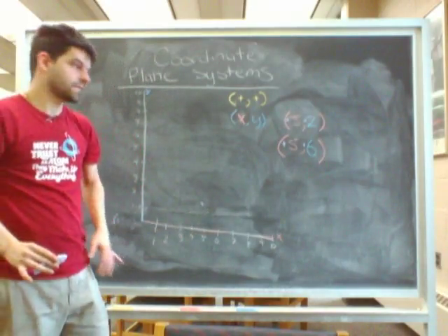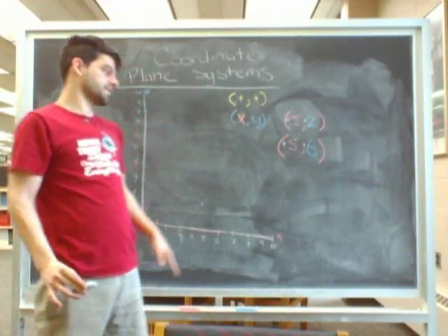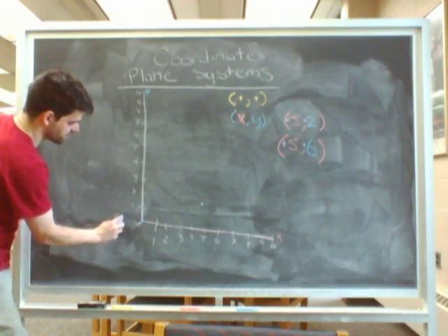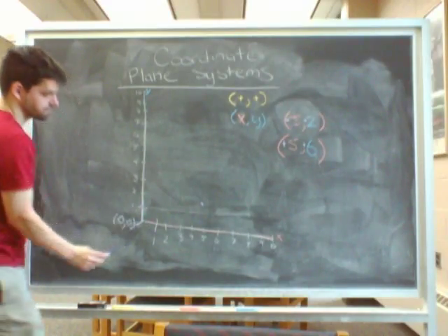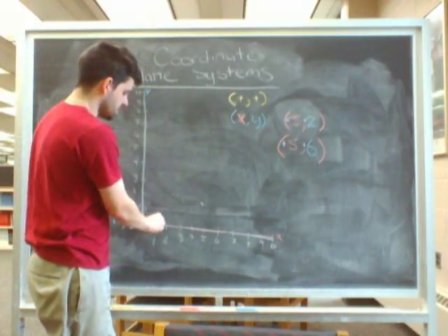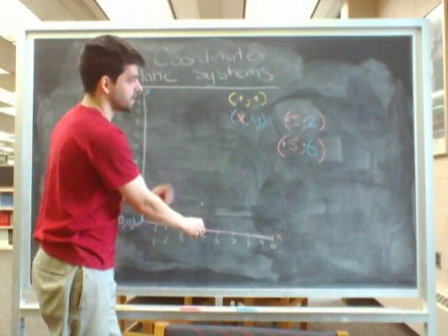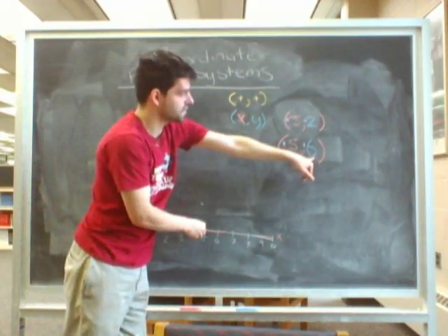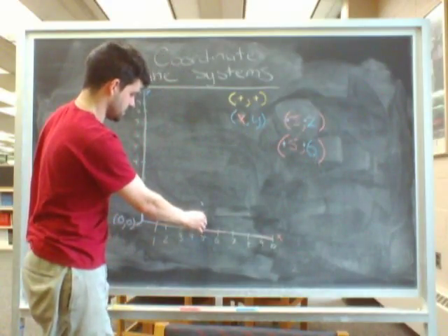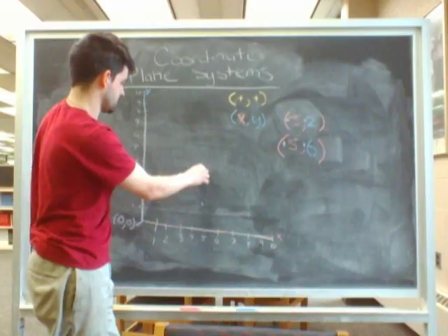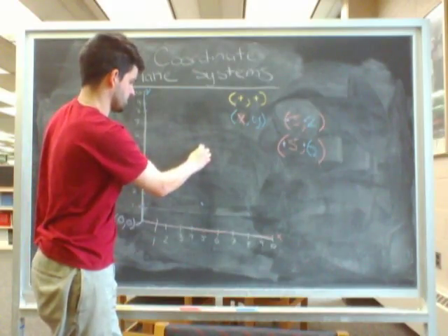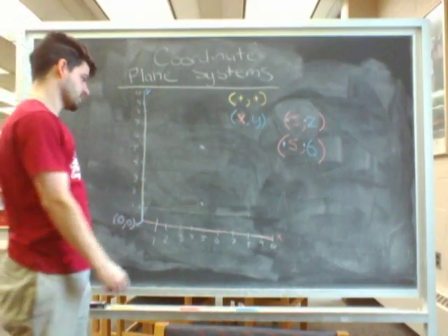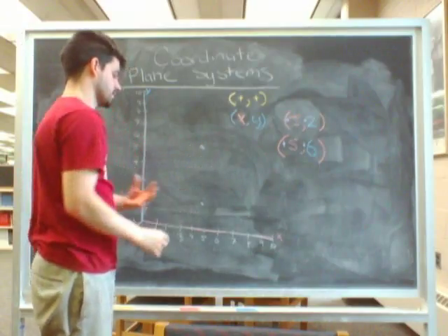Okay. Now let's look at the second point. We have 5, 6. If we start here at the origin, again, our origin is the point 0, 0. We go 1, 2, 3, 4, 5. Again, first number is indicated by the x-axis. Then we go up 6 from the y-axis. 1, 2, 3, 4, 5, 6. There's our second point.